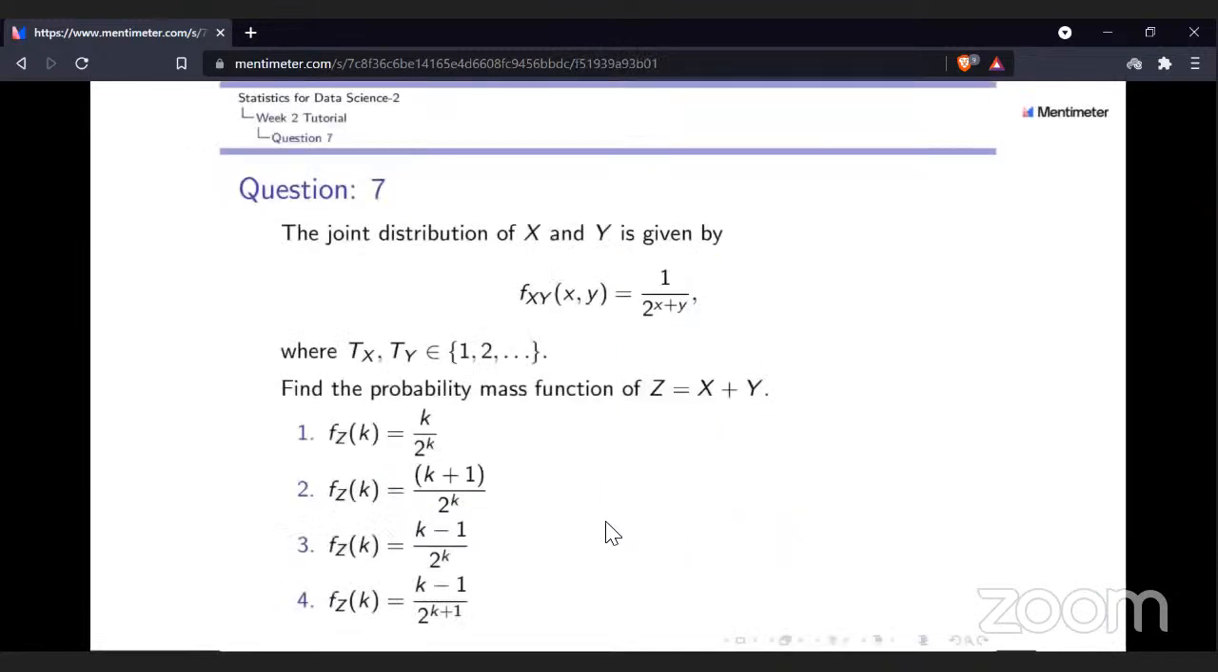Does anybody have any doubt in this problem? Any difficulty in understanding what to do? Can we take the sum over x equal to i and y equal to k minus i? We know the joint probability function is 1 by 2 to the power x plus y. So can we write z in terms of x plus y as x equal to i and y equal to k minus i and sum over it, because that is also giving the same answer? Yeah, because that is just x plus y. Yes, you can do it.